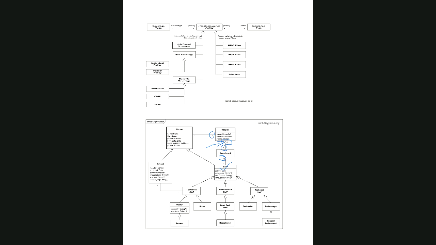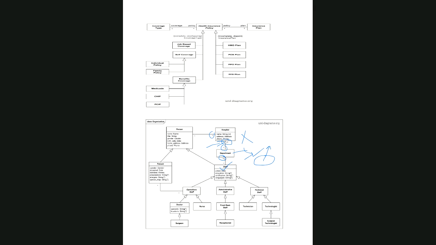What is the meaning of aggregation? Aggregation means a department may exist on its own even without a hospital. Take an example of a dental department. There are many dental clinics without being a regular hospital, right? So that's why it's an aggregation. It's not a composition.